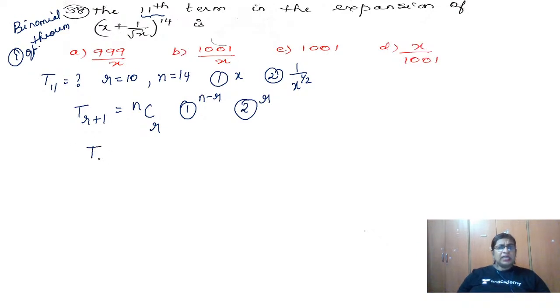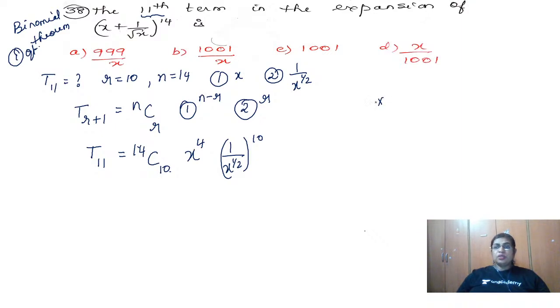Okay, so you are getting T11. This is what you wanted. N is how much? N is 14. So 14C. R is how much? R is 10. First term, who is the first number? X. So it is X to the power 14 minus 10, which is 4. Correct? And here you are having the second term. Second term is 1 by X to the power 1 by 2 or root X, anything you can write, whole to the power R. Who is your R? R is your 10. Hope this much is clear.